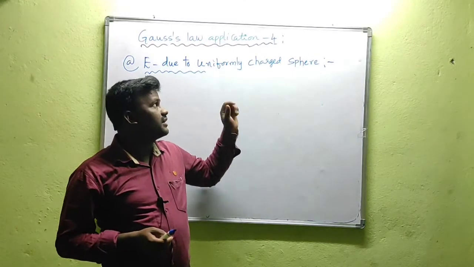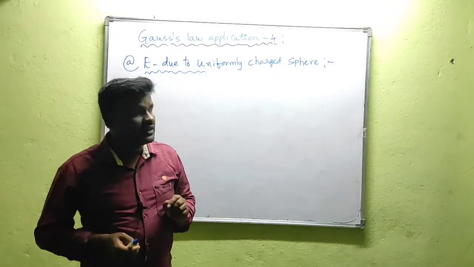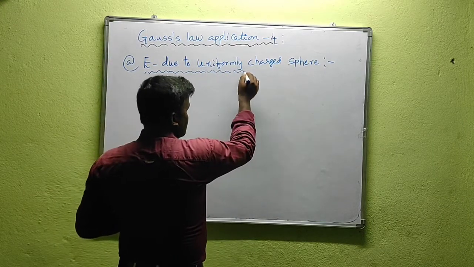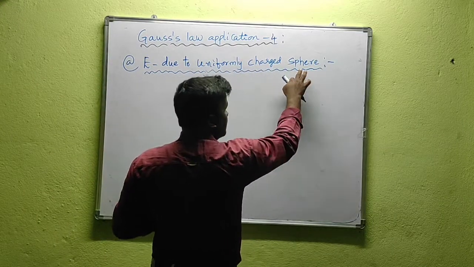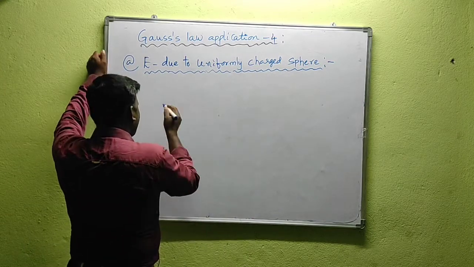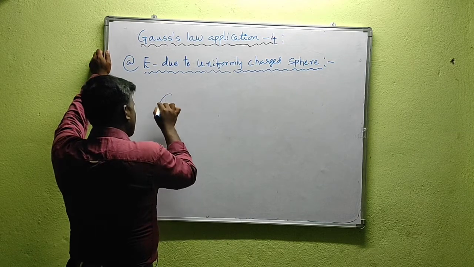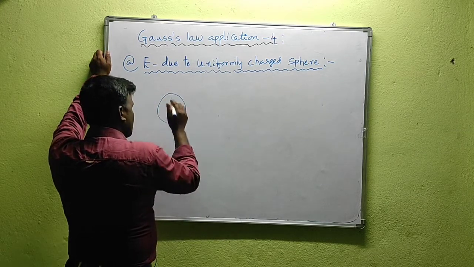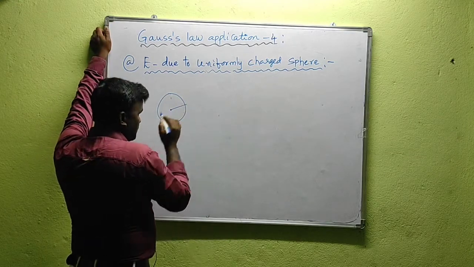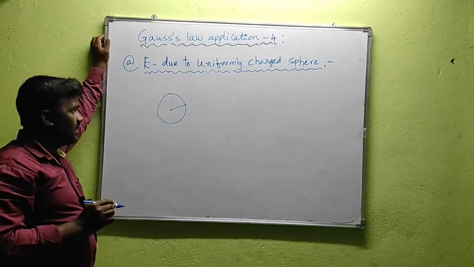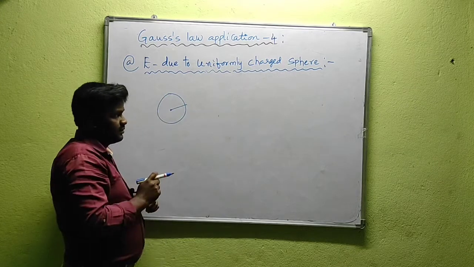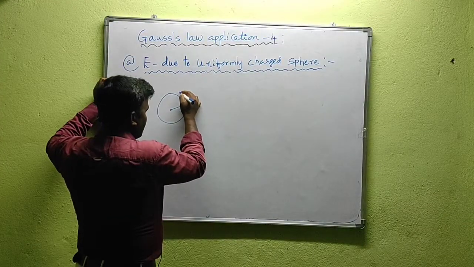Now coming to the fourth application, that is application number 4, electric field intensity due to uniformly charged sphere. Uniformly charged sphere means what? You need to consider a sphere of radius r. Let us consider a sphere of radius r like this, okay, and in this case charge is uniformly distributed with the volume charge density rho v.